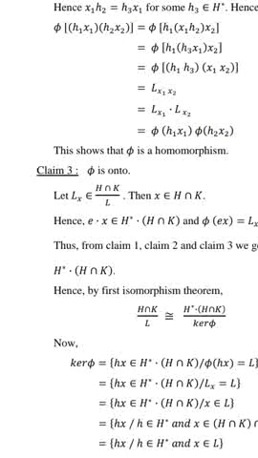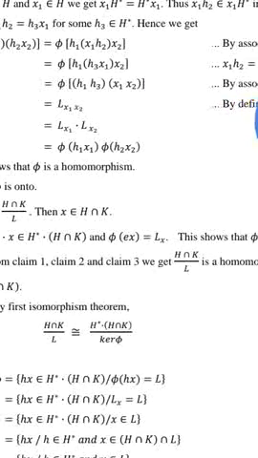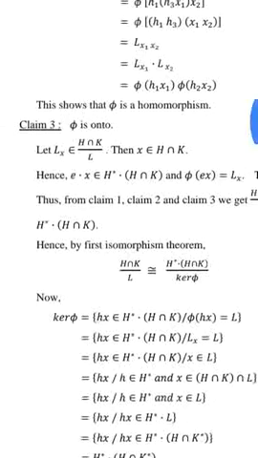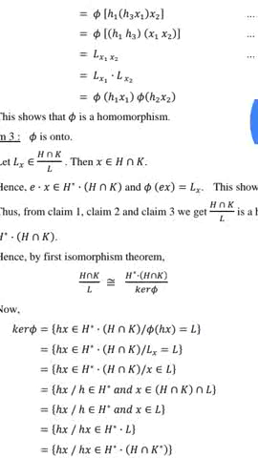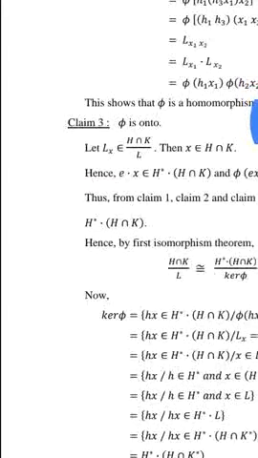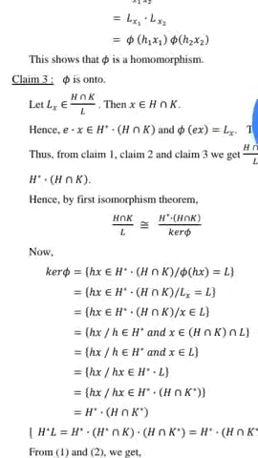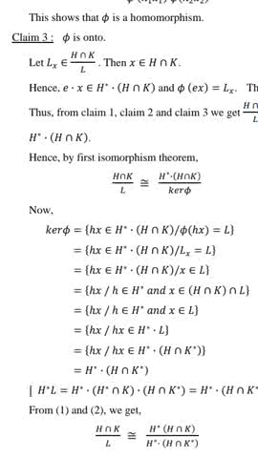Let Lx belong to H intersection K by L, then x belongs to H intersection K. Hence H star x belongs to H star into H intersection K, and pi of Hx is equal to Lx. This shows that pi is onto. As pi is well defined, pi is a homomorphism and pi is onto, therefore by the second isomorphism theorem, H intersection K divided by L is isomorphic to H star into H intersection K divided by kernel pi.